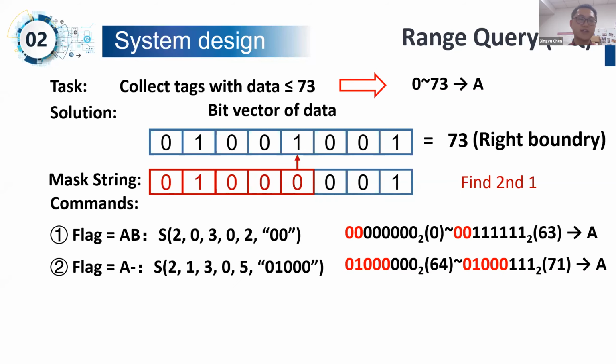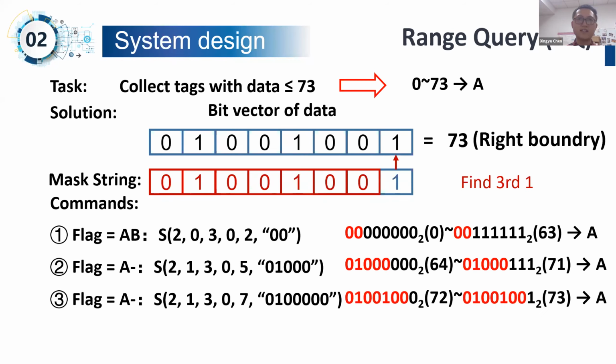After that, we find the second one, and then we take the left 4 bits before the second one together with a 0 as a bit mask to choose tags with data between 64 and 70 and 71.